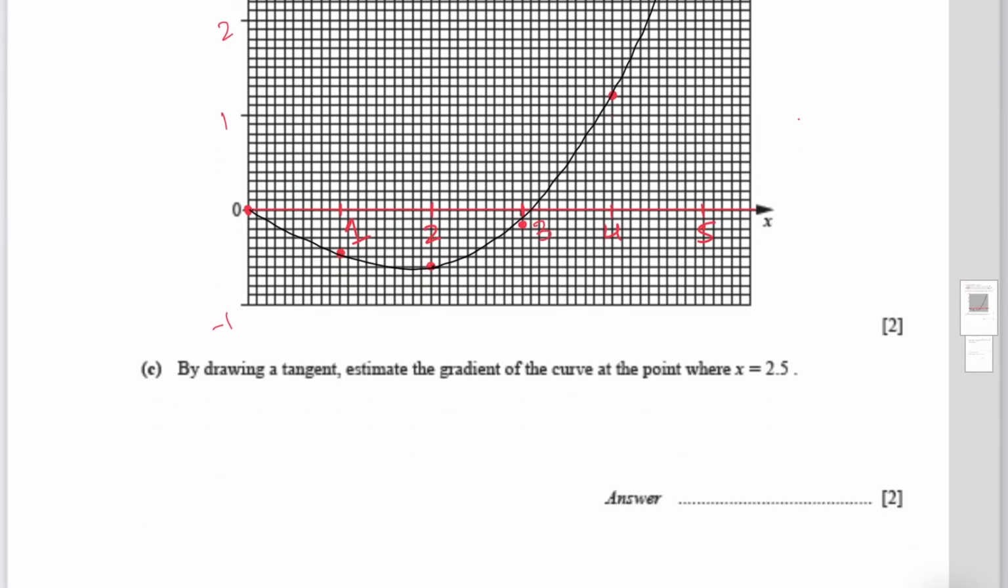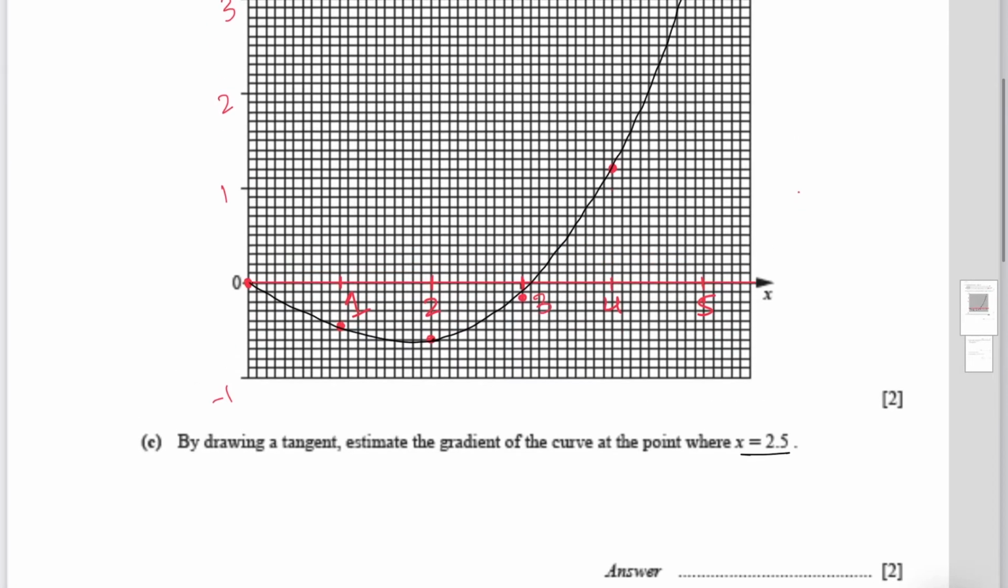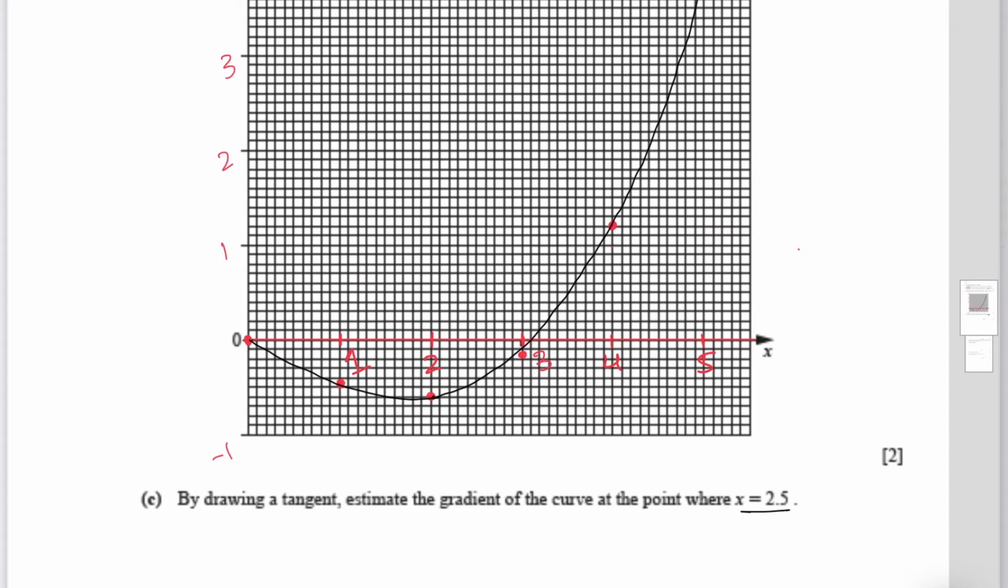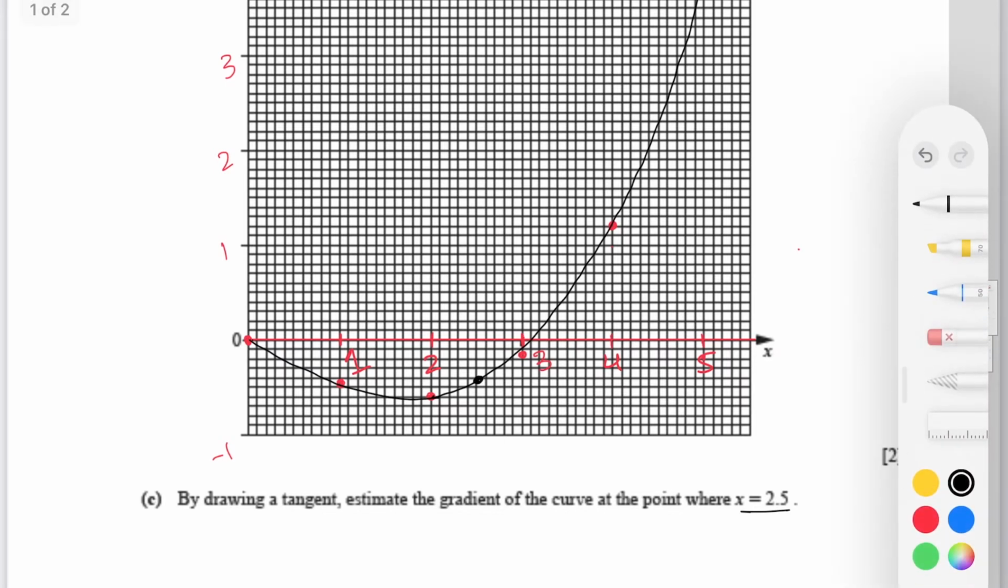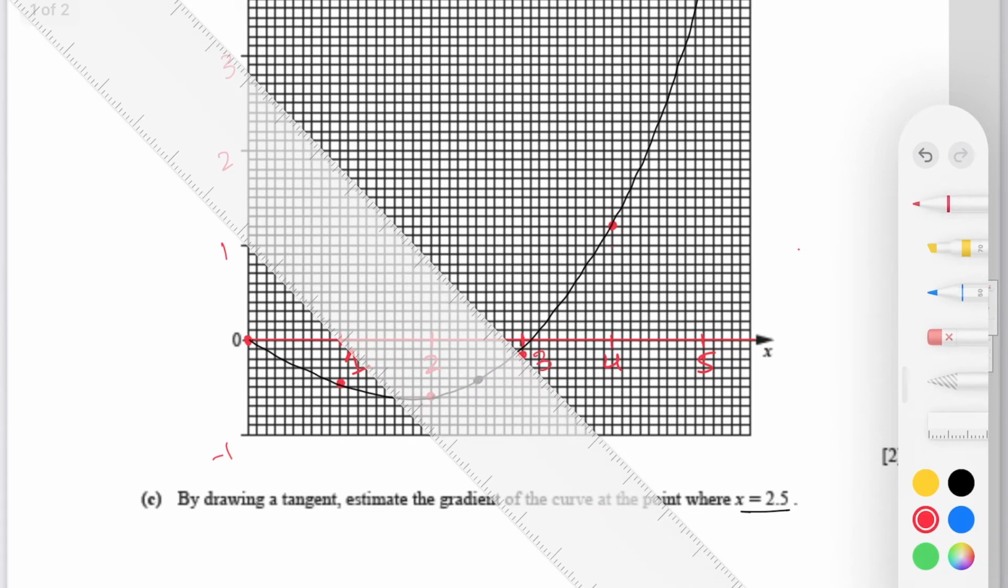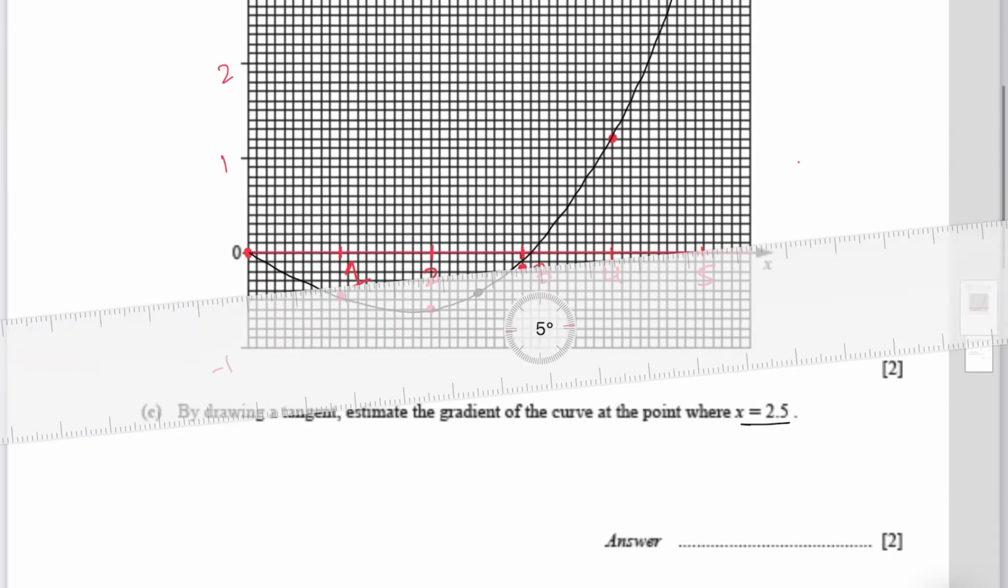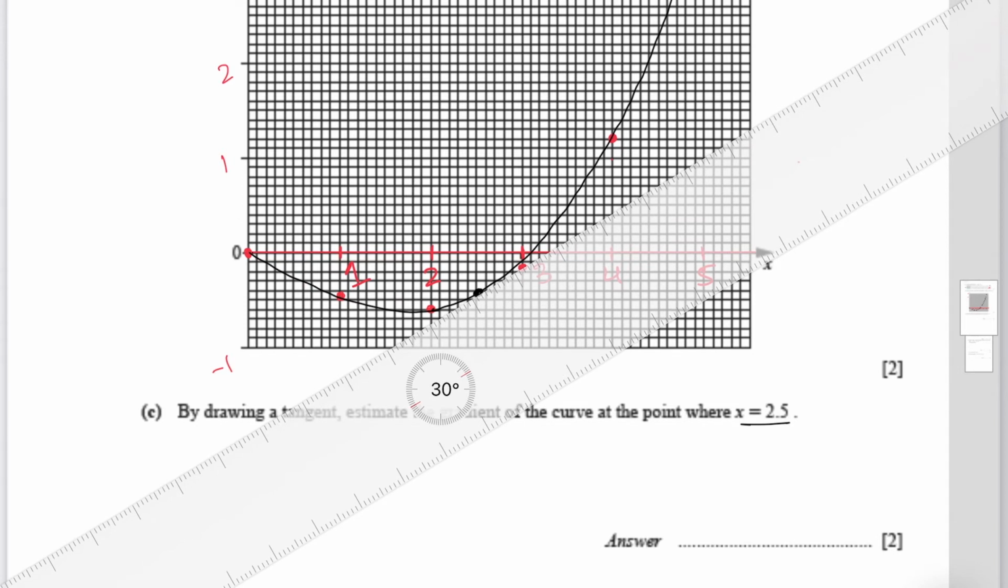The next part says by drawing a tangent, estimate the gradient of the curve at the point where x equal to 2.5. But x equal to 2.5, that means we have to find the gradient of the curve at this point right here. I hope this point is visible. 1, 2, 3, 4, 5. Okay, let's draw this line in red. We need to draw a tangent that crosses this point right here.